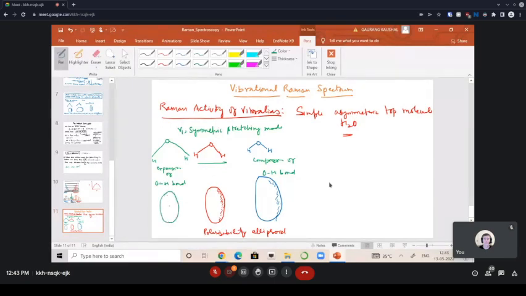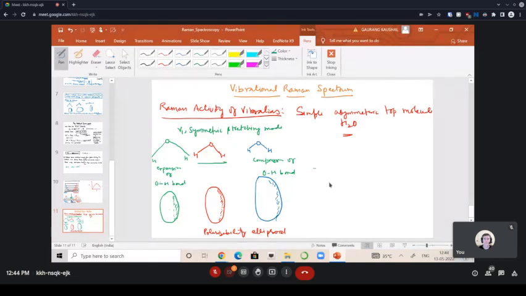Smaller in size, shape will be same. Okay. So this is one mode of the vibration. This is the symmetric stretching mode, where you stretch the bonds and correspondingly there will be a change in the size.